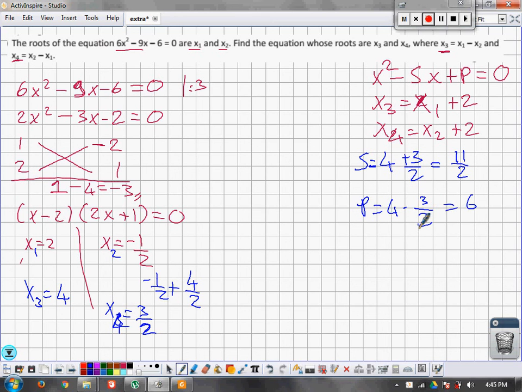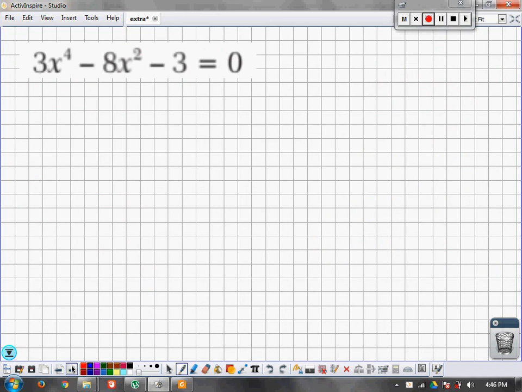Okay, till now. Now, the final answer, the new equation: x squared minus the sum of roots, 11 over 2, x, plus the product of roots, 6, is equal to 0. Is it okay? Let's continue with this one.